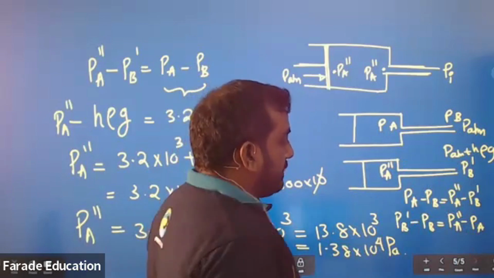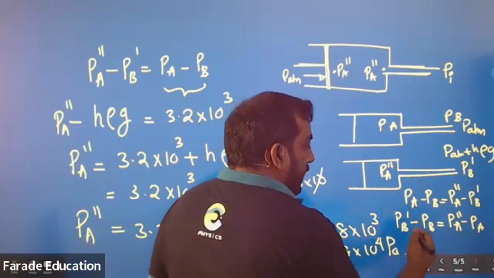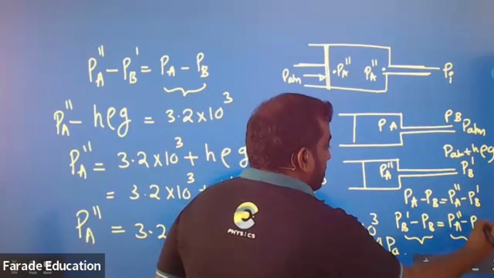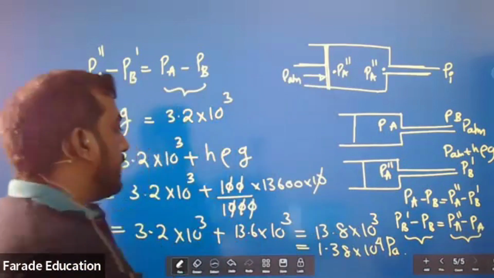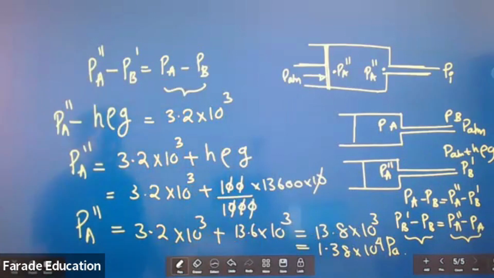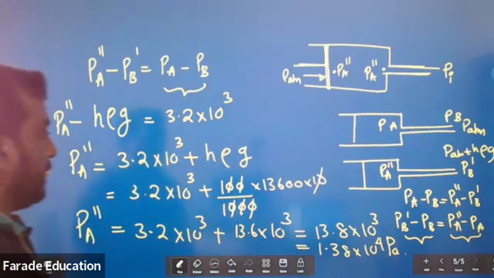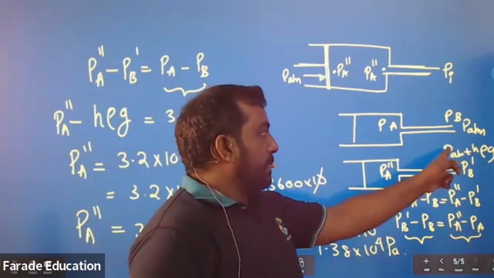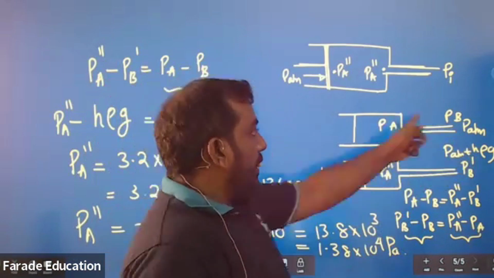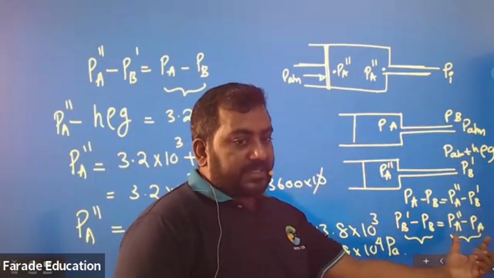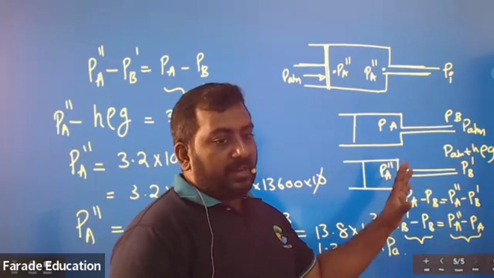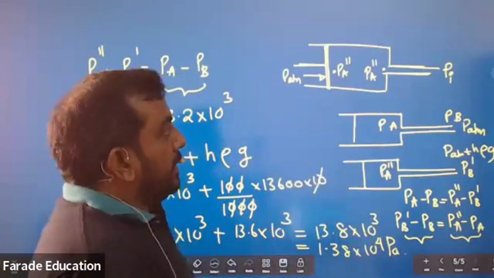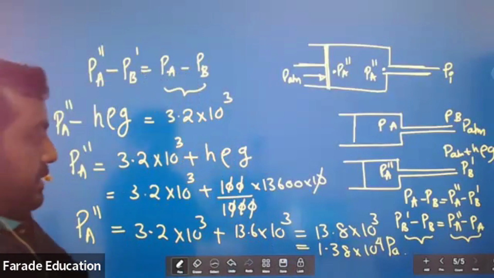So what is happening is you have to apply a force to overcome this excess pressure. Okay, no? So PA double dash we have 1.38 times 10 to the power 4. PA we don't know, but don't worry. What is PB dash? PATM plus H rho G. What is PB? PATM. So the excess pressure here and the excess pressure there both are what? Same. So something you should remember in this question.